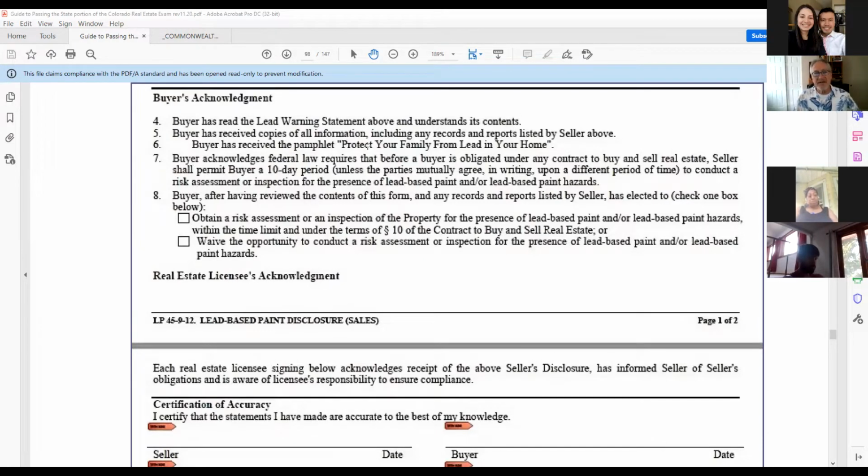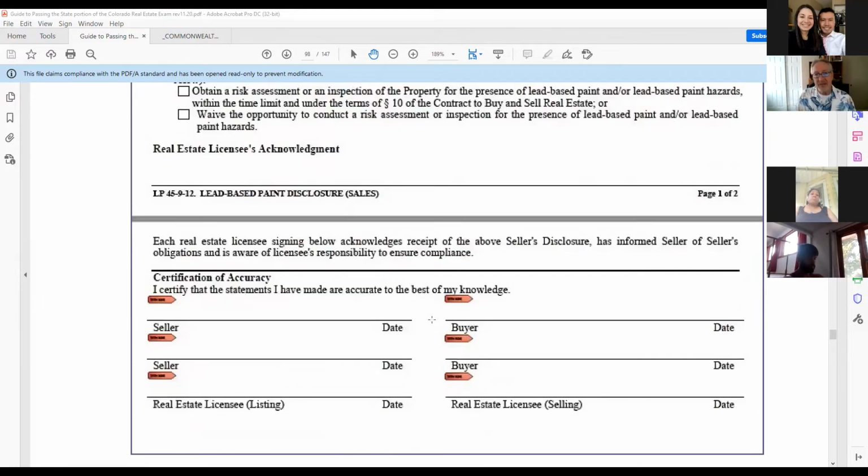This is a favorite test area. You protect your family from lead in your home. You got to get that booklet. The buyer's agent should be providing that. Now, the buyer, after reviewing all this, they have a choice. They can get an additional risk assessment. Here's the other part of the test question, where they can get 10 days to do that. Or they can waive it. And if they waive it, everybody signs and you just continue on moving forward.